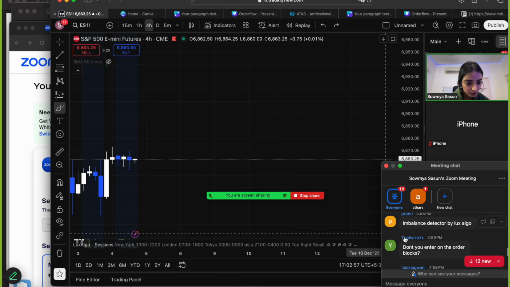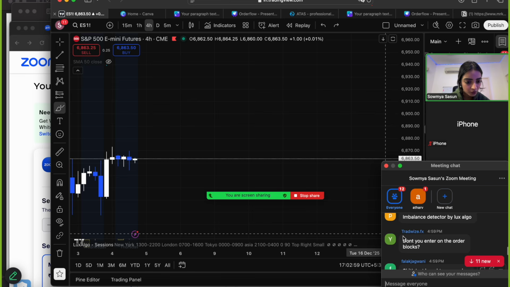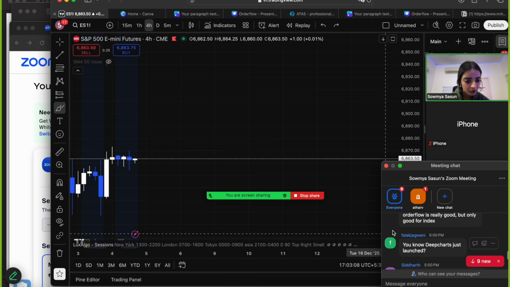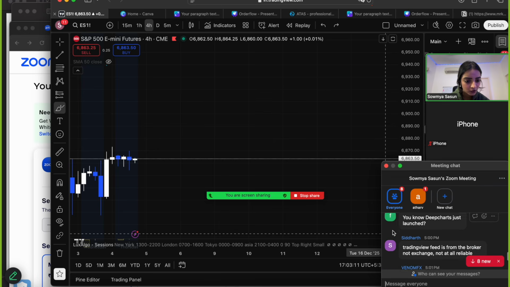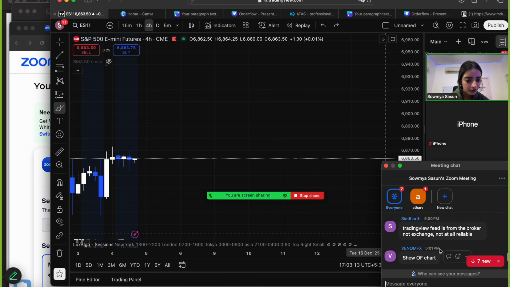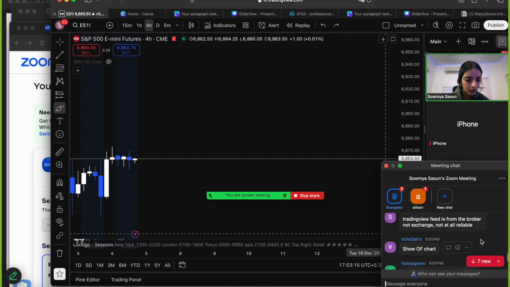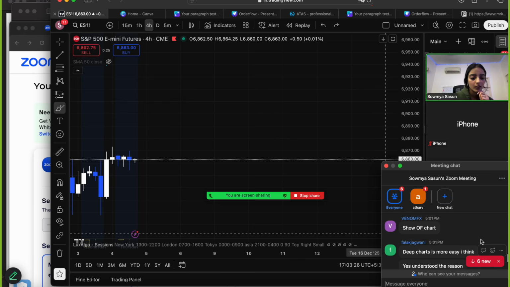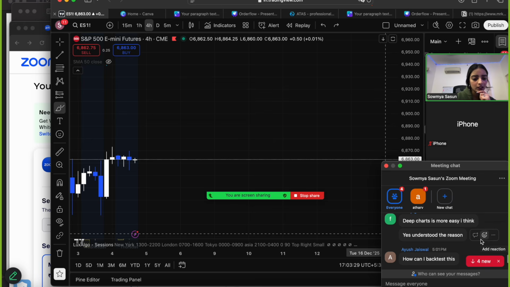Also TradingView footprints, do you enter on order blocks? Don't you enter on order blocks? I do, a little bit. Combining market profile with order flow is really good, but good for index. You know, Deep Charts just launched. TradingView feed from the broker, not exchange, not at all reliable. No, I agree with you, which is why most of my analysis is done on Artis. I do my analysis on Artis, but I just use TradingView as something which is very visual for me.